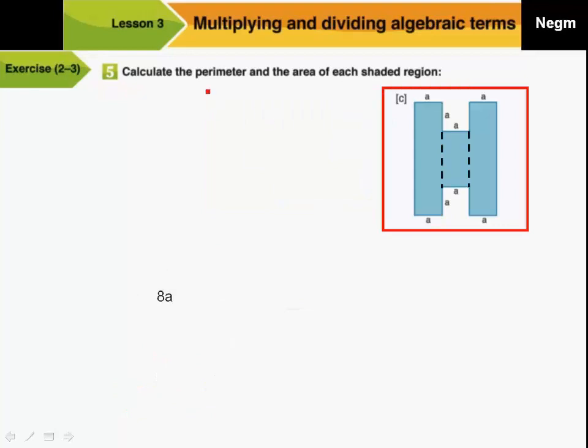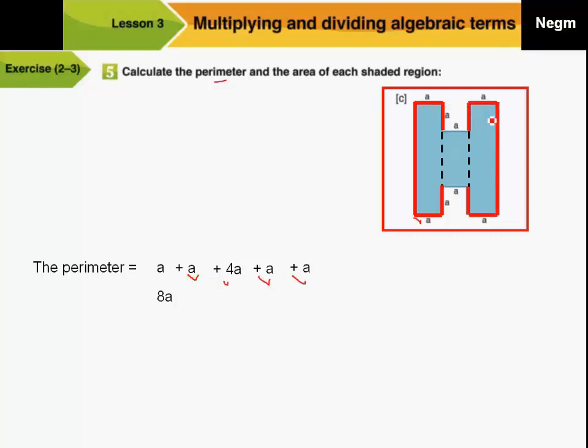Number C, we have been asked to calculate the perimeter. If we want to calculate the perimeter, we have to add these lengths. So the perimeter is equal to a plus 4a plus a plus a, and we have a, 4a, and a. These 4 lines are the same as for these lines, so we can multiply this summation by 2. This is 1 and this is 2.